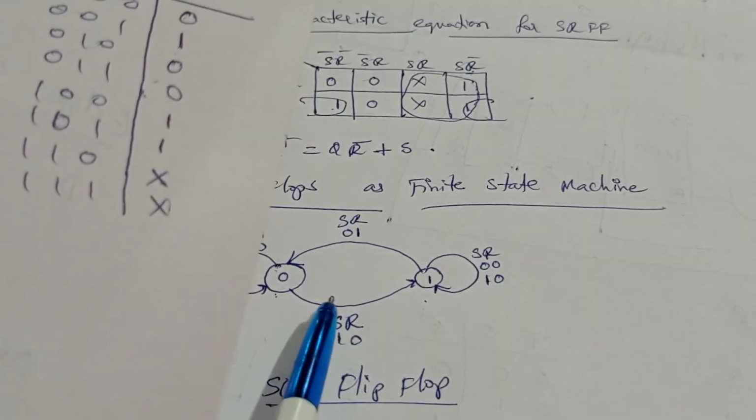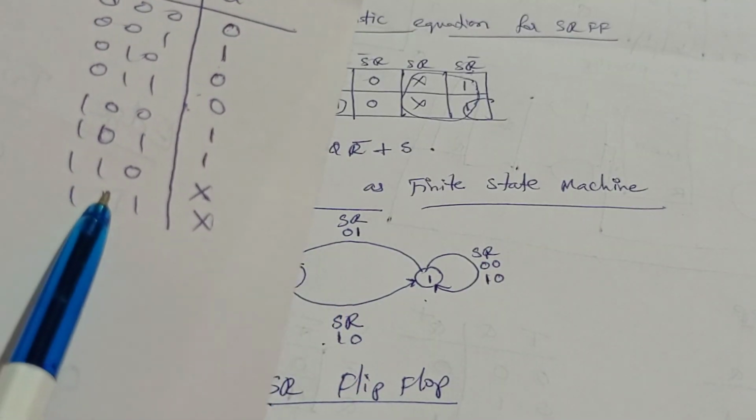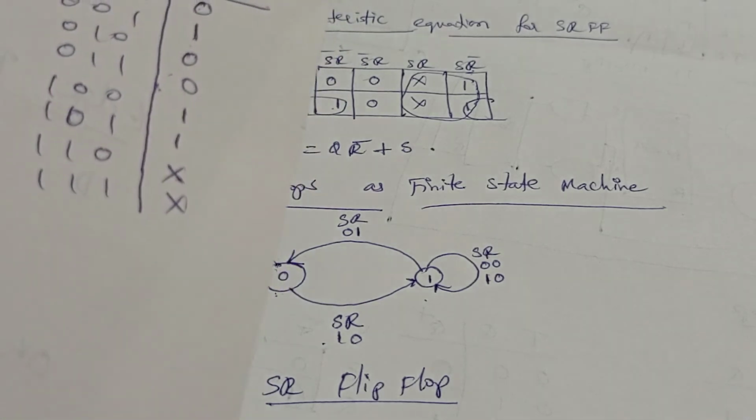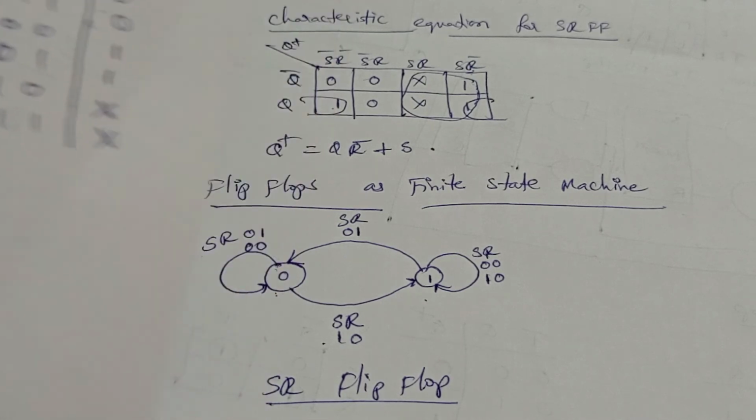Next, S is equal to R is equal to 1. In this condition both are 1, it is not allowed in SR flip-flop. So, this is the state machine.